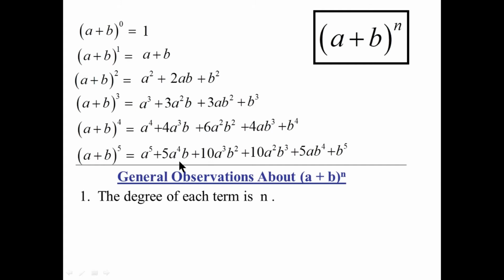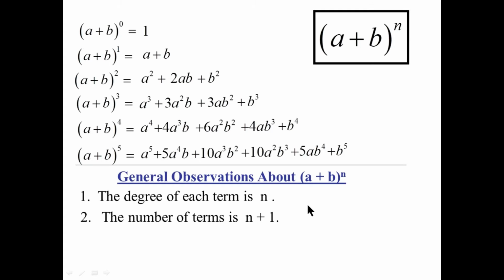This number here tells me the sum of the exponents on any term. 2 plus 3 is 5, and of course that's 5. That's interesting. Next, the number of terms is always n plus 1. This means that if this is a 3, for example, we would expect to see 4 terms, 3 plus 1. So we have 1, 2, 3, 4 terms, 3 plus 1 terms. There's a 5, I would expect to get 6 terms, 1, 2, 3, 4, 5, 6. You always get n plus 1 terms.